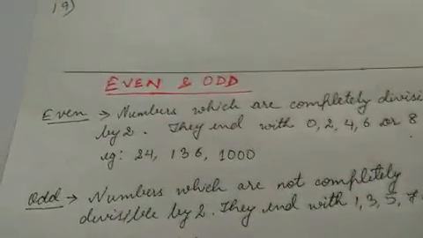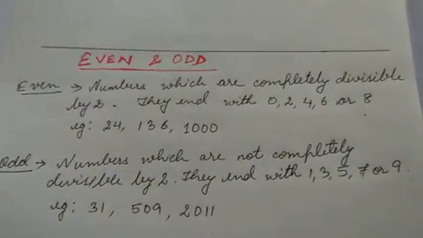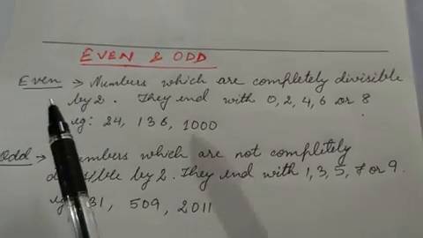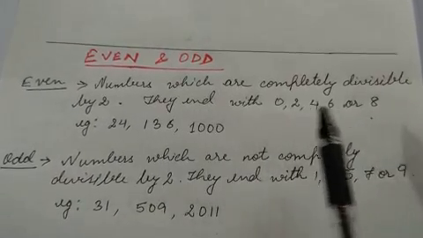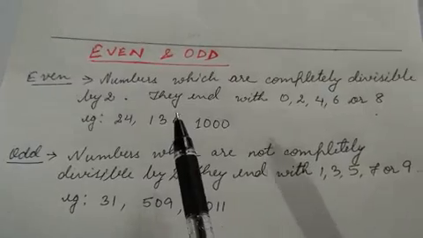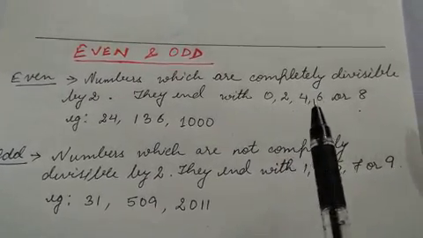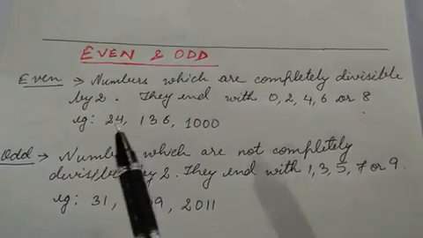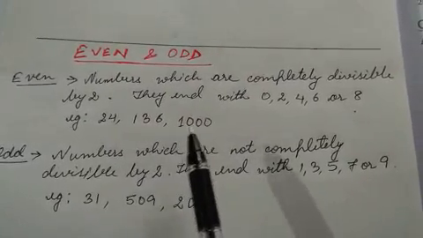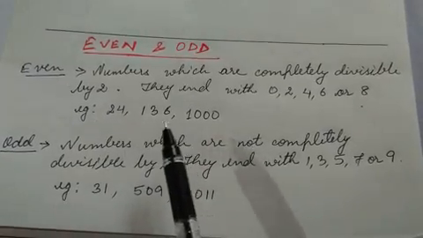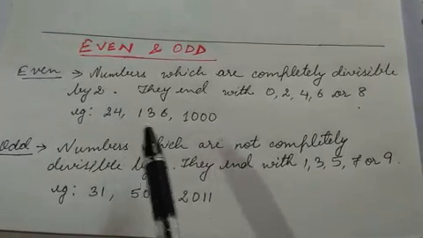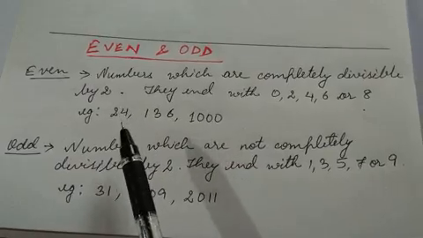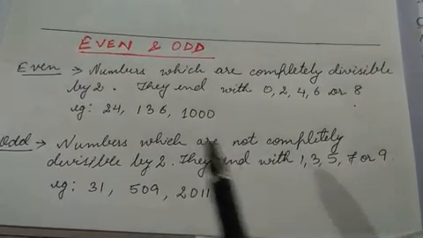Let us go ahead. We are also going to learn about odd and even numbers. The even numbers are the numbers which are completely divisible by 2 and they end with 0, 2, 4, 6 or 8. It means when you divide these numbers by 2, there will be no remainder. You can see these are the examples I have given. When you divide numbers ending with 2, 4, 6, 8 or 0 by 2, there will be no remainder left over.